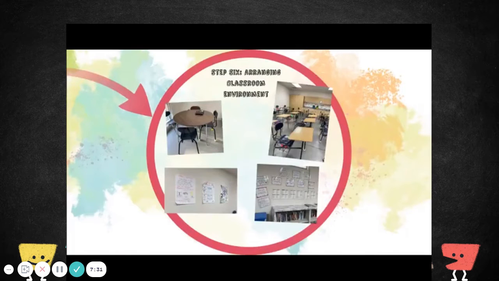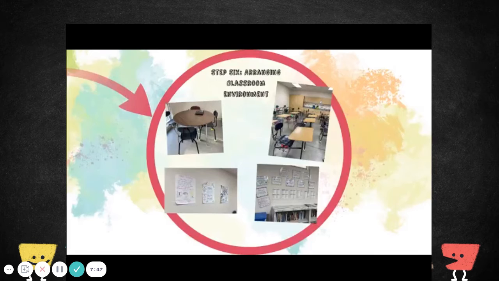Step 6 focuses on arranging the classroom environment. When arranging your classroom environment, you want to have several different seating styles or arrangements, which allow students to work independently or with small groups, which you can see I have tables in my classroom as well as desks, which would allow both.